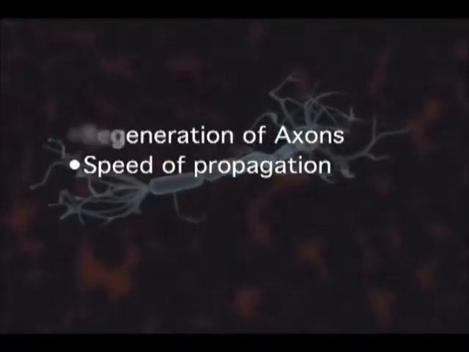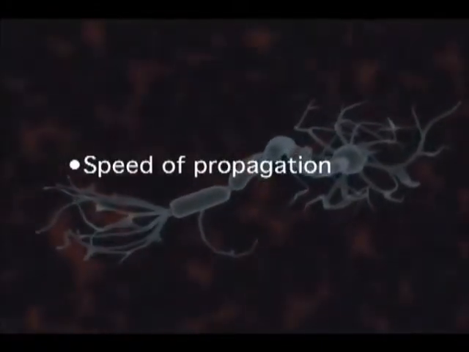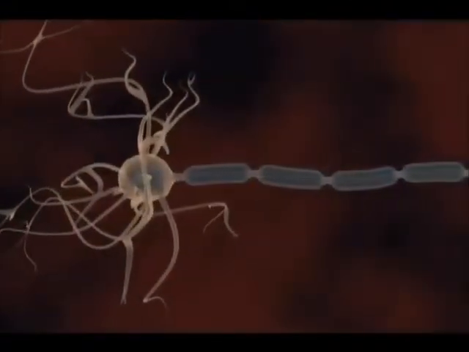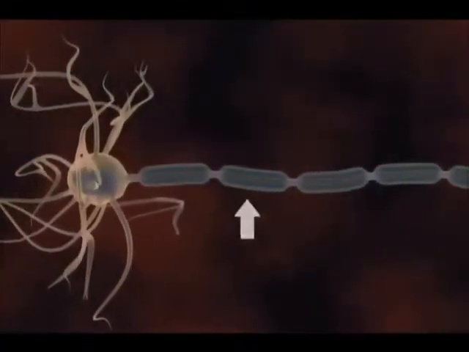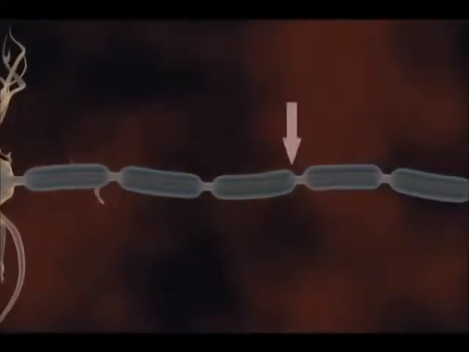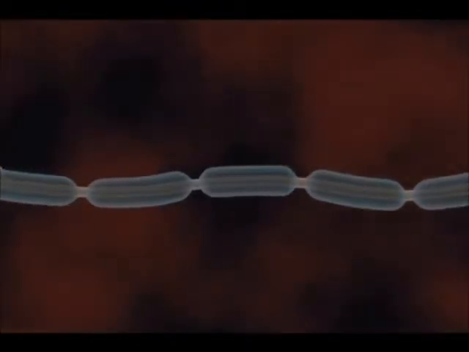The rest of this presentation will concentrate on the increased speed of action potentials down the length of the myelinated axon. Here is the neuron, and you can see the repeated Schwann cell membrane forming the myelin. Note that there is a small space between the Schwann cells where the axon is not covered by the neuroglial cell.